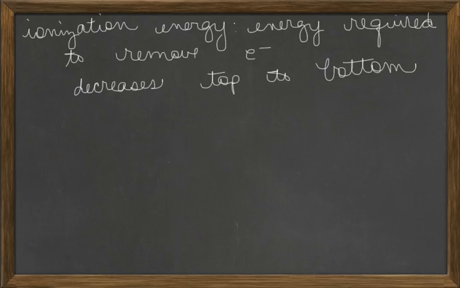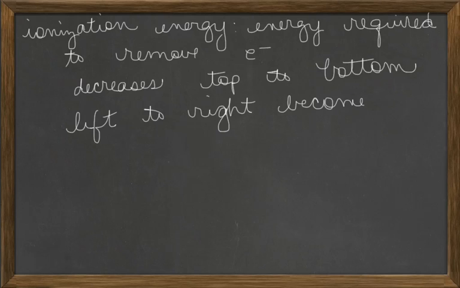So what about left to right? Left to right, it becomes more difficult to remove an electron. And hopefully that also makes sense, because we just said when we were looking at atomic size that atoms become smaller left to right. That means those electrons are closer to the nucleus. So they're closer to that positive charge. They're hung on to tighter. So it becomes more difficult to take electrons away as you go from left to right.